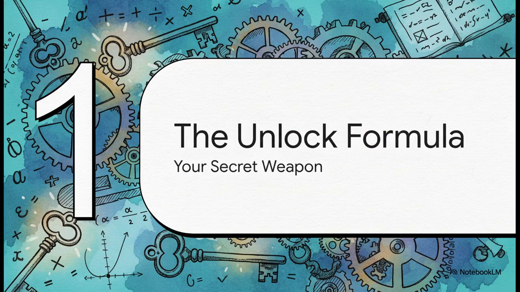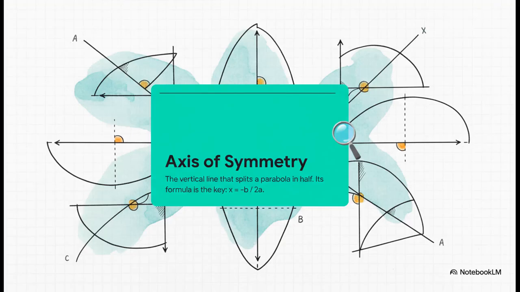To crack any code, you need a key, right? And lucky for us, algebra gives us a really powerful one. Seriously, think of this less like a formula and more like our secret weapon. Okay, so here it is. This is the secret. Every single parabola has this perfect vertical line that splits it right down the middle. It's called the axis of symmetry. And what's so amazing is that there's a simple formula to find it. x equals negative b over 2a. Now here's the kicker. The vertex always sits right on that line. So this formula, this is our master key. It gives us the x-coordinate of our hidden vertex every single time.